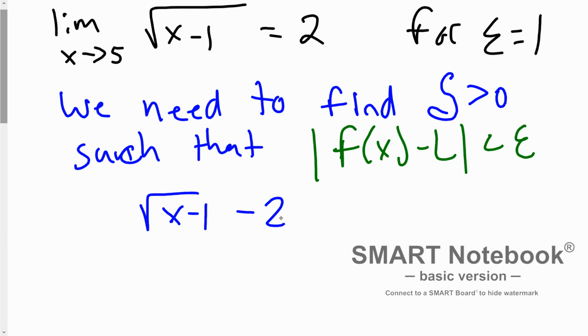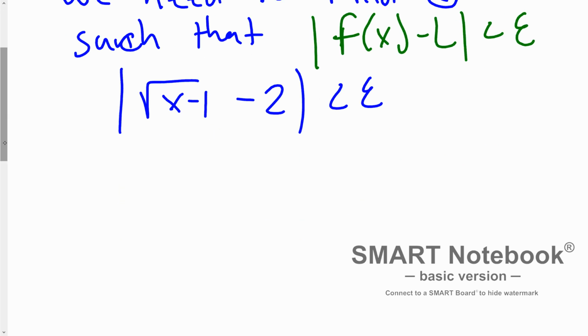All right, and now less than epsilon. So now we're going to rewrite this. Whenever we have a square root of something, minus something, or plus something, we're going to multiply by the conjugate on top and on bottom, right? So when I multiply by the conjugate of this, I want to multiply by square root of x minus 1 plus 2 on top and on bottom.